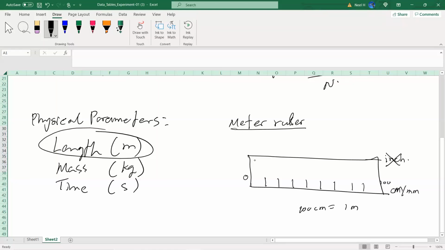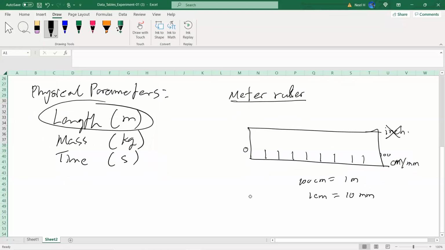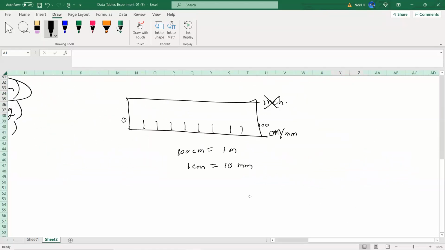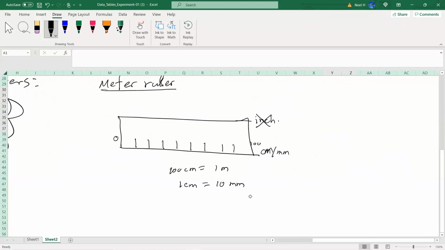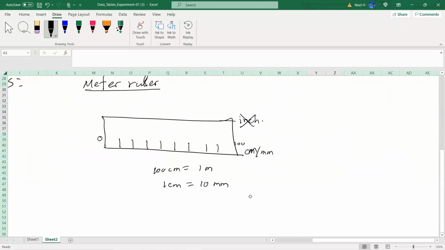Now, each centimeter, if you look carefully, is subdivided into 10 segments, which means each of those is actually 1 millimeter. So we briefly talked about those things during our first lesson, at the very end of that lesson.